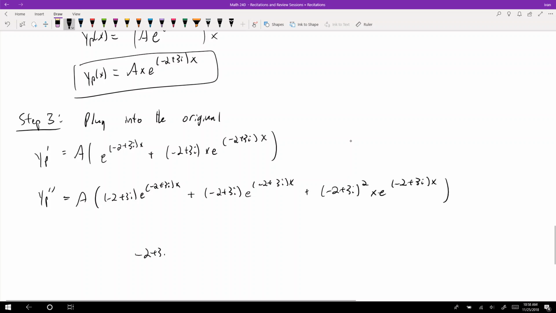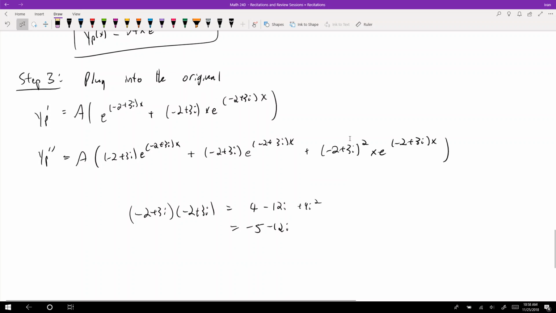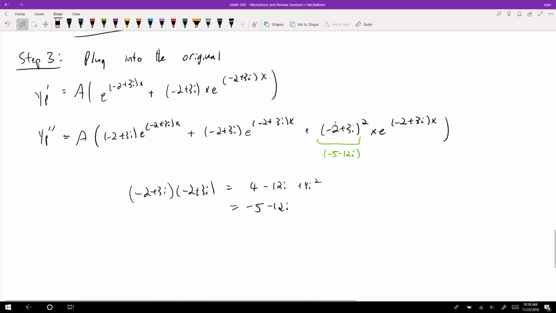Okay, so what is negative 2 plus 3i times negative 2 plus 3i? That ends up being 4 minus 12i plus 9i squared. So that's negative 5 minus 12i. This thing right here is really negative 5 minus 12i, and keep that in mind.